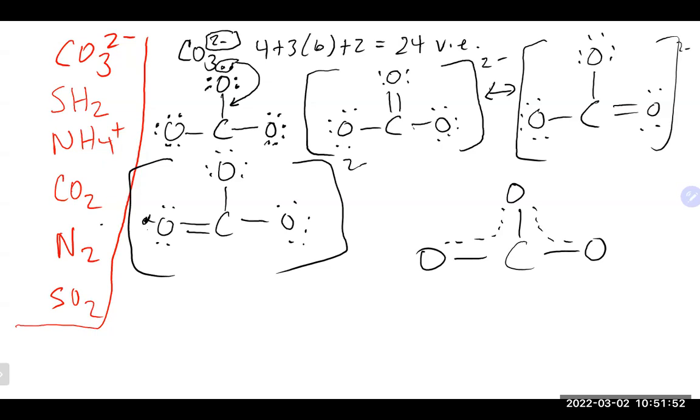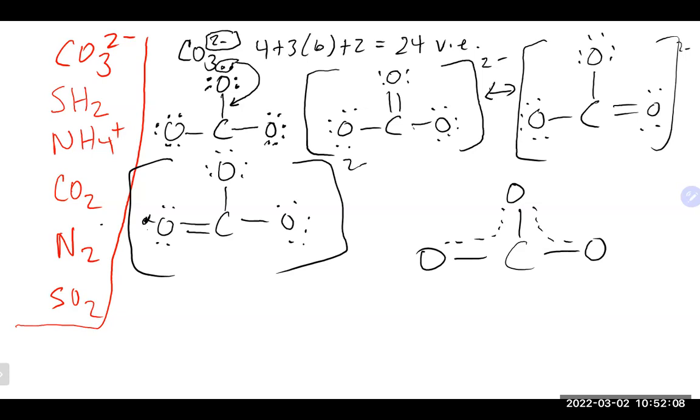So if you just need to draw one, you could draw any one of those. If you're asked to draw all the resonance structures, you would draw all of them. It's really just as simple as moving the double bond to wherever you could have made it a double bond. Any questions on that particular one?